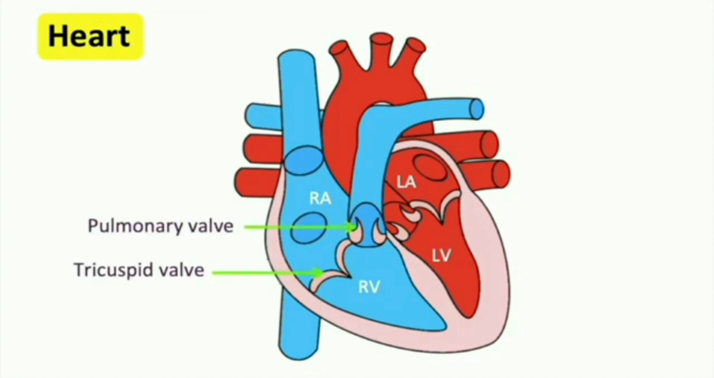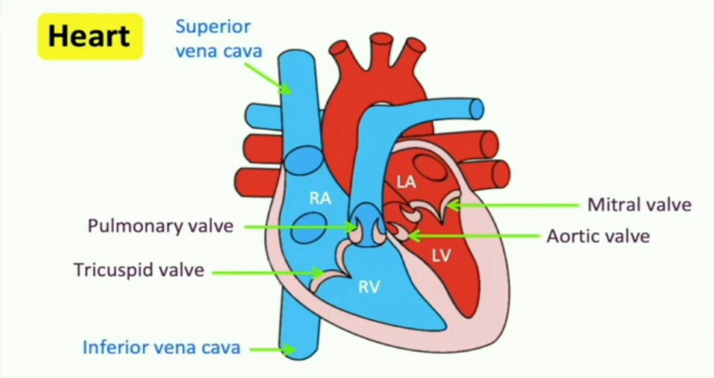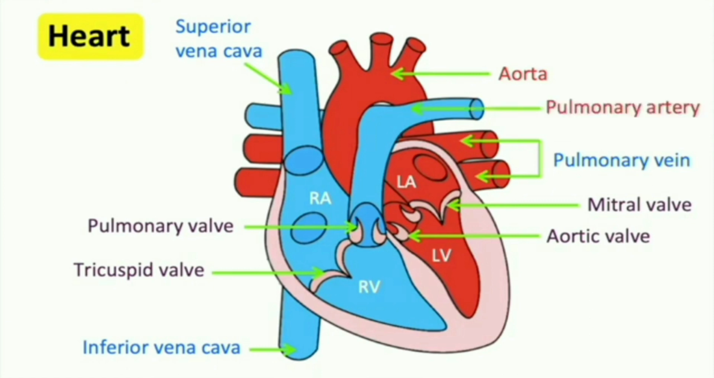And pulmonary valve are on the right. The mitral and aortic valves are on the left. The superior and inferior vena. The pulmonary vein carries oxygenated blood from the lungs to the heart. The aorta is the main artery that carries oxygenated blood away from the heart to the rest of the body. The pulmonary artery carries deoxygenated blood from the heart to the lungs.